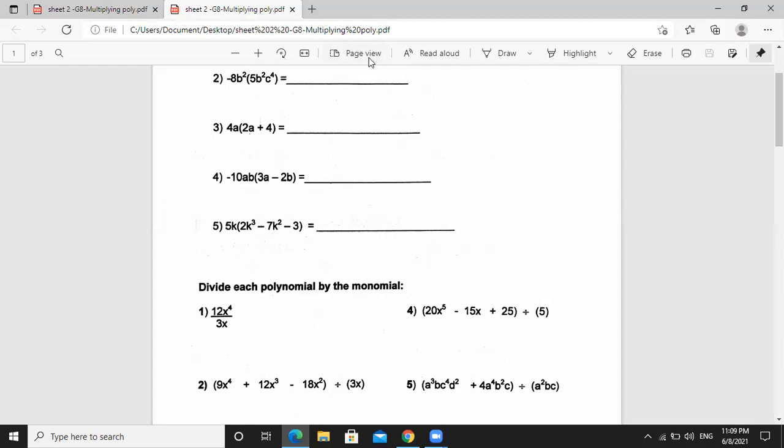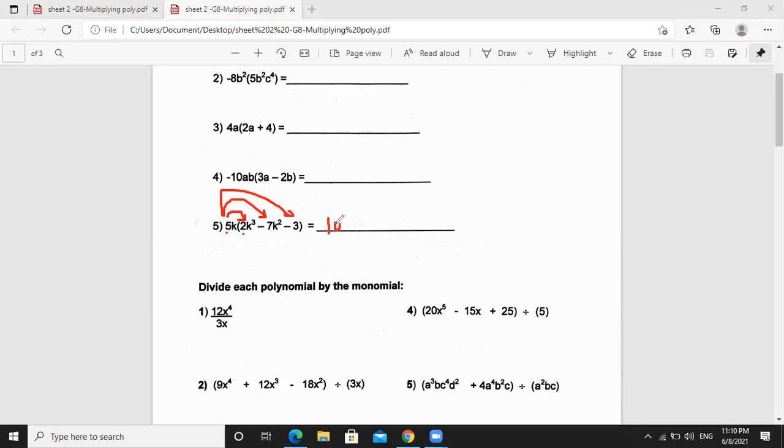Then in question number 5, we are going to distribute 5k over all the numbers in the parentheses. We will start with the first, second, and then third. Then it will be 5 multiplied by 2. It will be how many? 5 multiplied by 2. It will be 10.